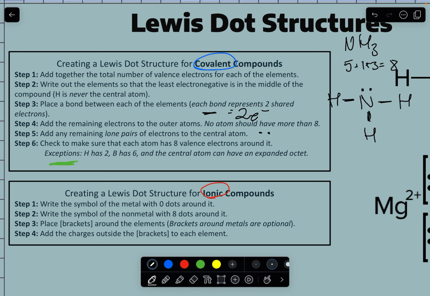In step 6, we're going to make sure everything follows the octet rule or follows the exception that it has. So hydrogens, we said, need 2 electrons. They each have the line. That line is 2 electrons, so we're good. Nitrogen wants 8 electrons. On nitrogen, we have 3 lines, so that's 2, 4, 6, and the 2 dots on top is 7, 8. So that has 8 electrons. That is good. Everything has the amount of electrons it needs, so we're done there. That is the Lewis dot structure for a covalent compound.